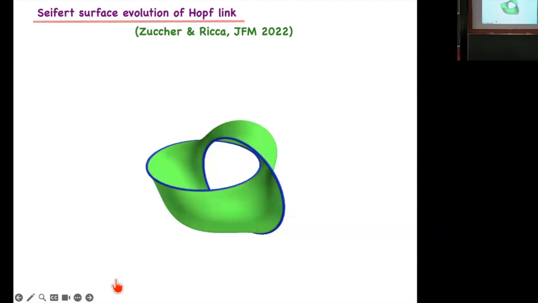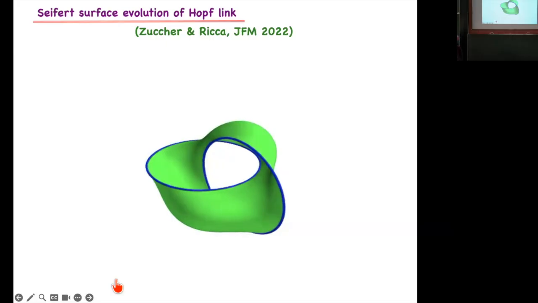Okay, sorry. So this is also a slow simulation, but we went for surfaces. So you have your Hopf link, and what you see is a Seifert surface. Actually, it's a particular Seifert surface. We have infinitely many Seifert surfaces. This one is the minimum area Seifert surface. So it's a particular surface in terms of physical content.